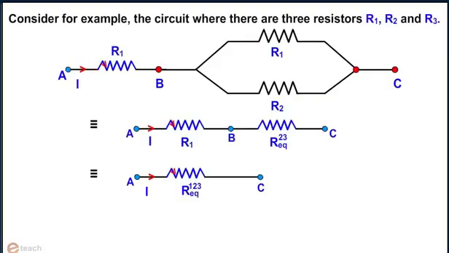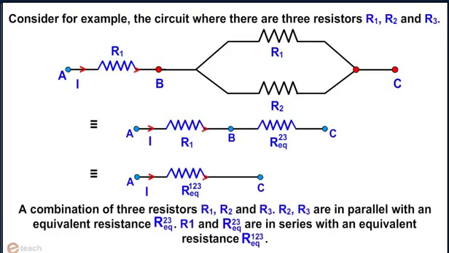The combination of resistors can be mixed also. Here R2 and R3 are in parallel and their resultant is in series with resistor R1.